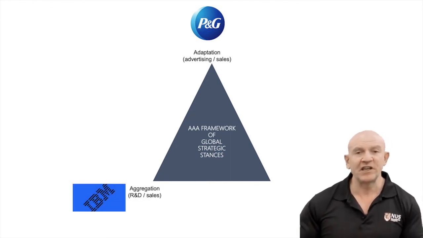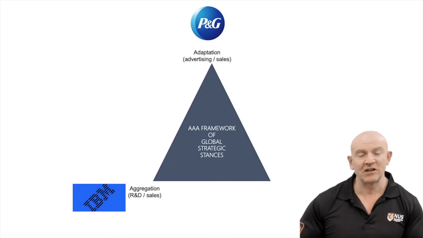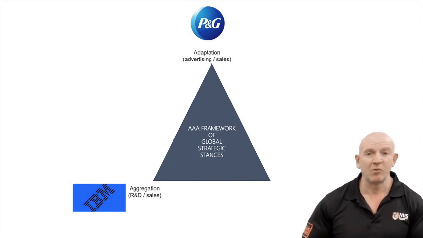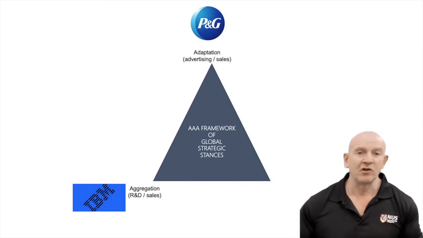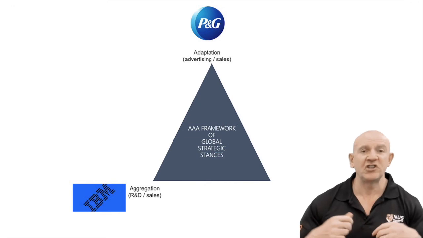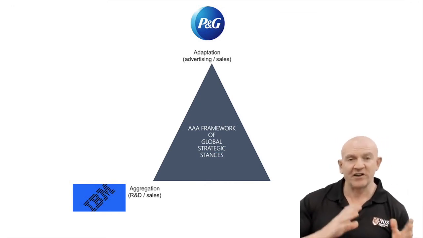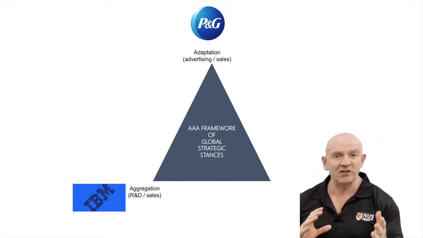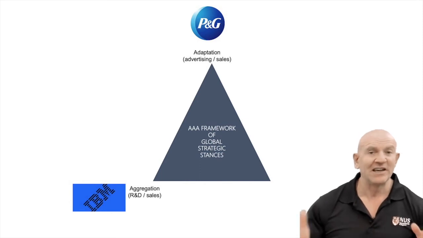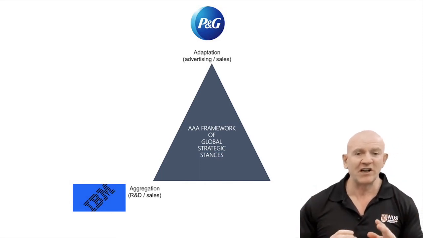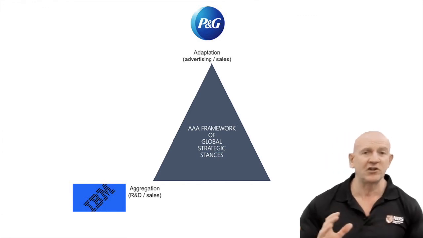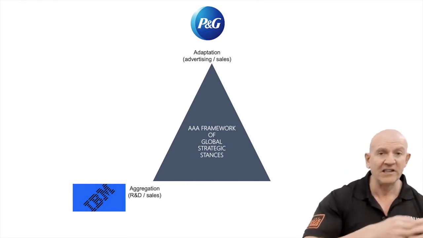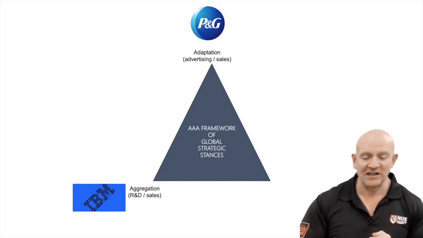IBM is a company you could think of as being about aggregation and economies of scale. In fact, many of these big tech companies focusing on products are mostly about aggregation. You might ask yourself the question, what about Apple? What about Huawei? What about Xiaomi? Are they aggregation? Are they adaptation? Are they arbitrage? Are they a combination of any of these? The mobile phone space is really, really interesting because of the pressures to control costs at one end, but also the pressures to localize and differentiate at the other end.